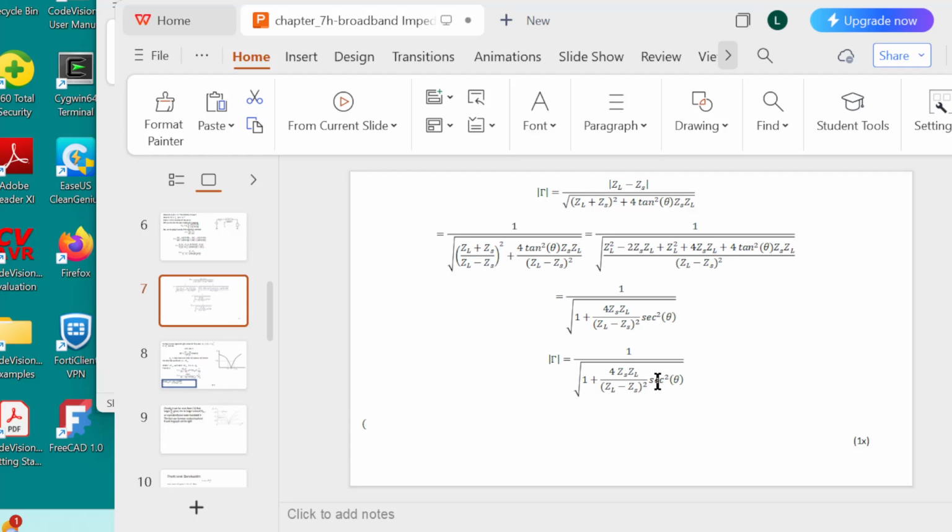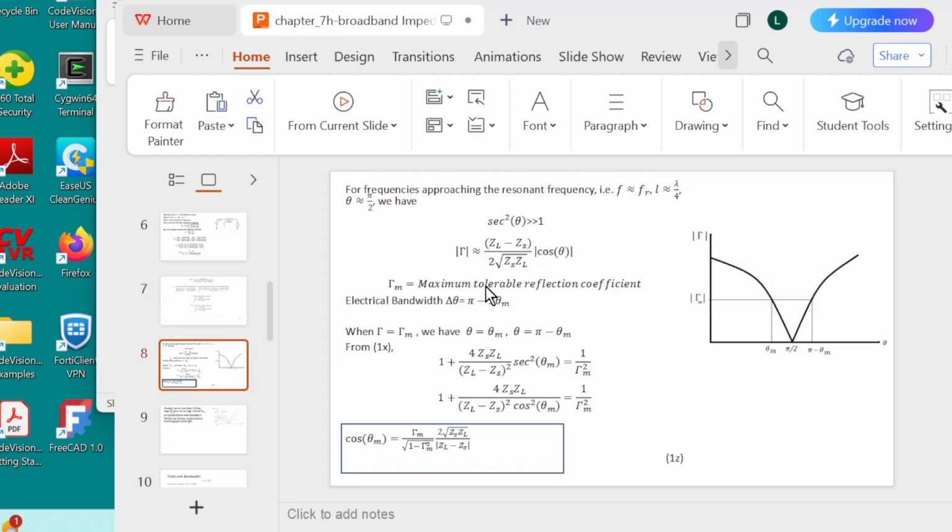When secant theta is very large, then this term is meaningless because secant square is almost trending to infinity. So in this case, the value here will be like this. So this is a formula for the condition where the frequency is very close to the resonant frequency.